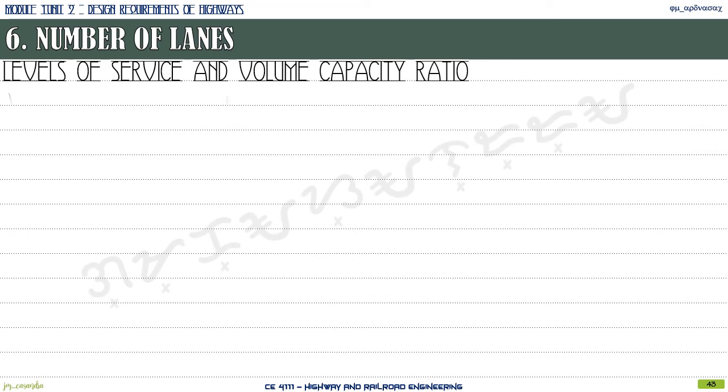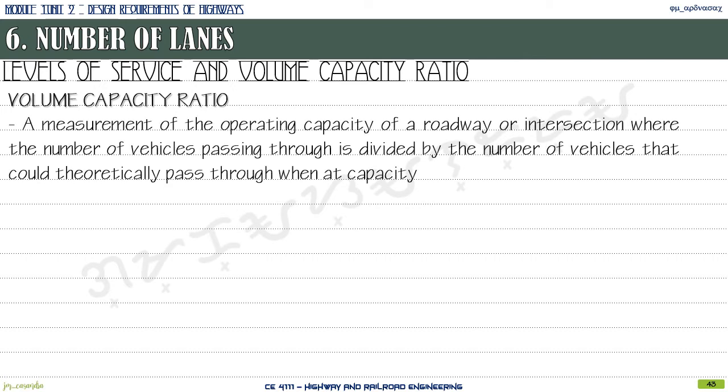So the volume capacity ratio that we are going to use to define levels of service is simply the measurement of the operating capacity of your roadway or intersection. In this, you will simply be computing the ratio between the number of vehicles traversing your section, which is your volume, divided by the number of vehicles that could theoretically pass through your section at full capacity.